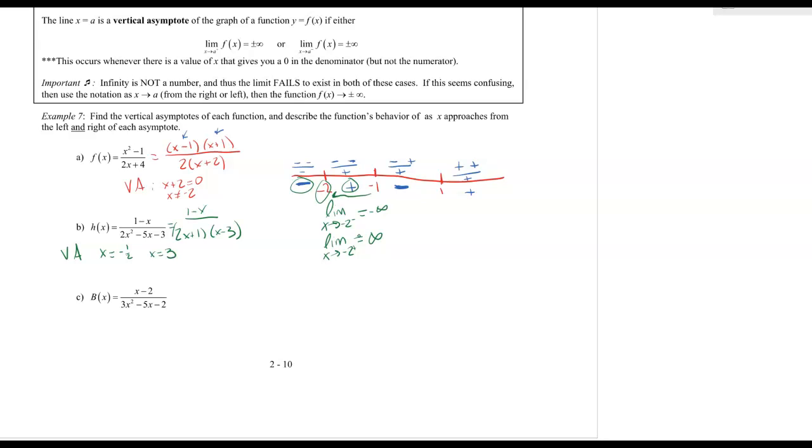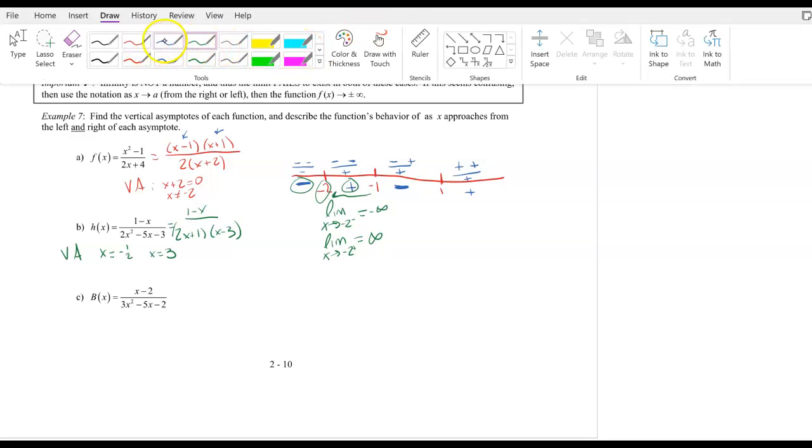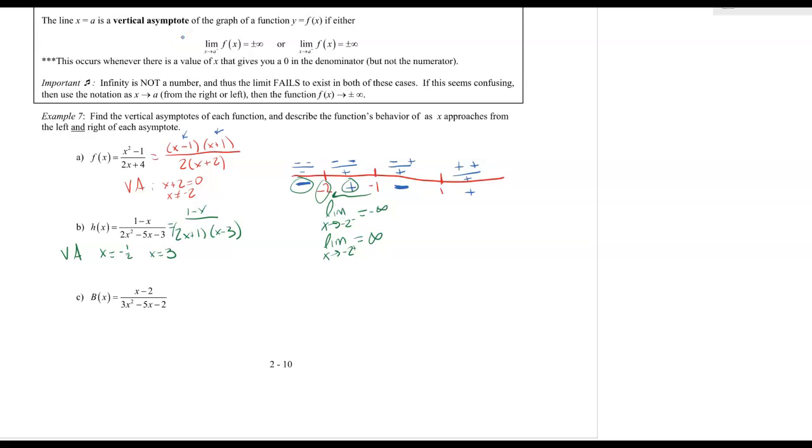Alright, so my critical values this time that I probably need to at least take a look at on my sign chart are going to be negative 1/2, 1, and 3. And yes, that 1 is included because it's in the top again.